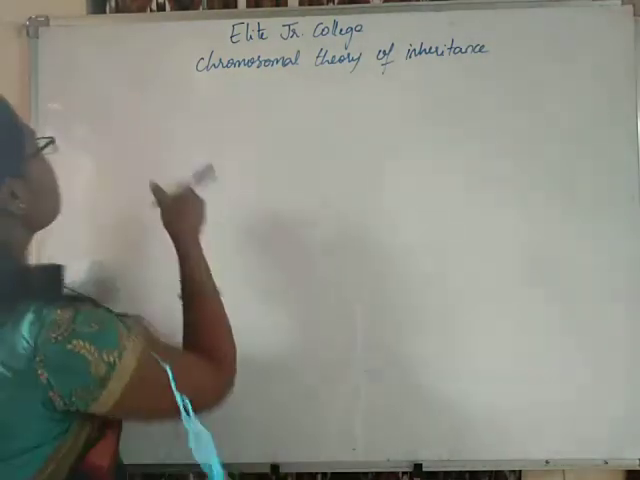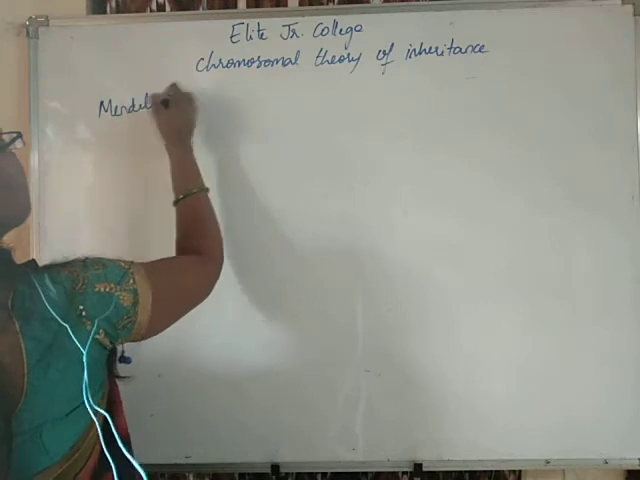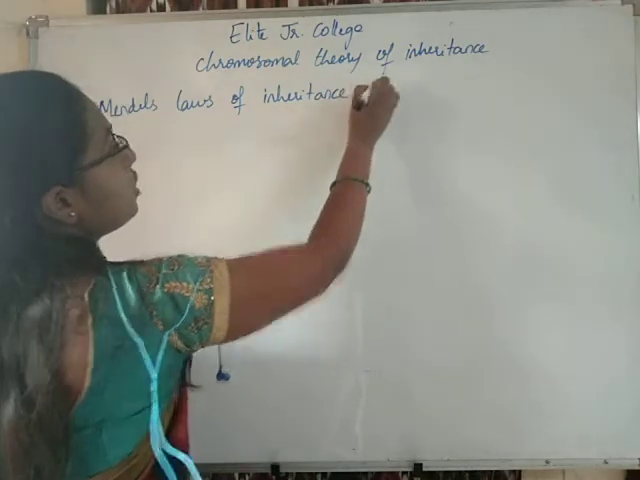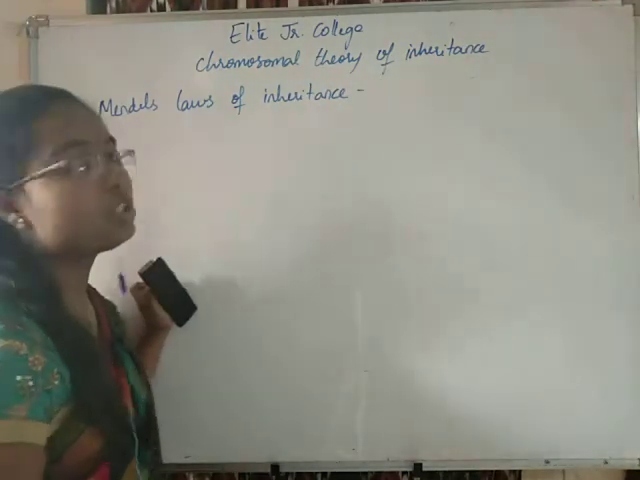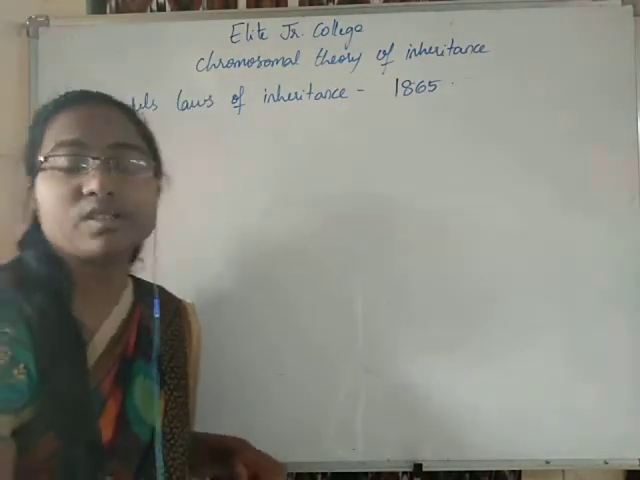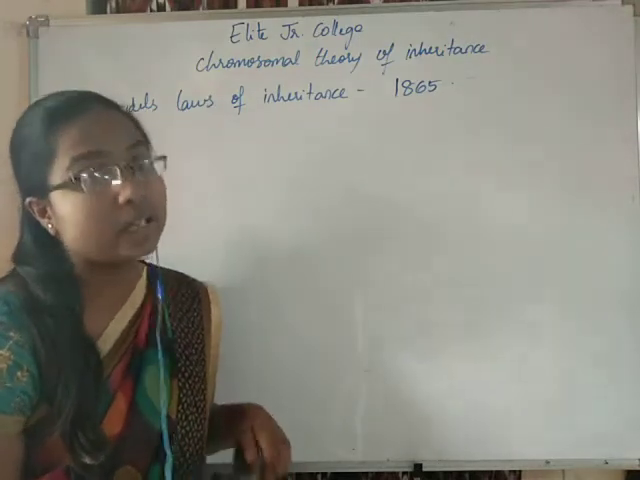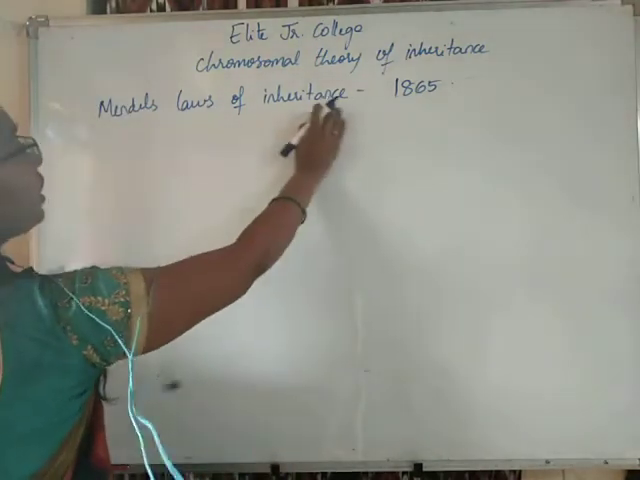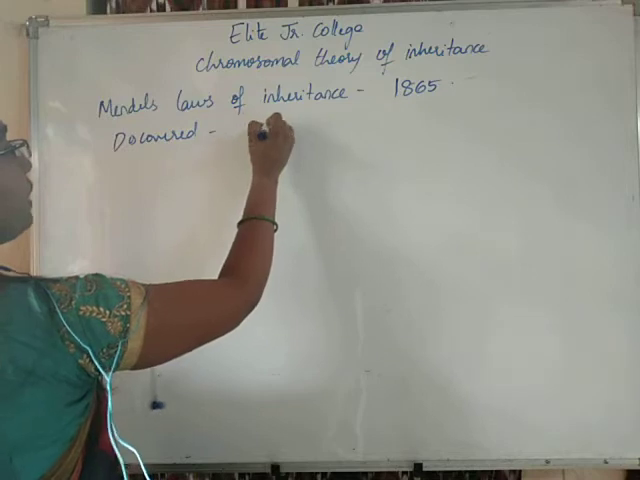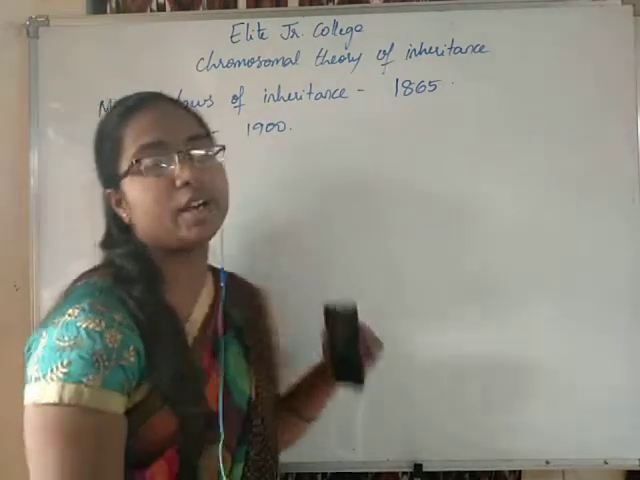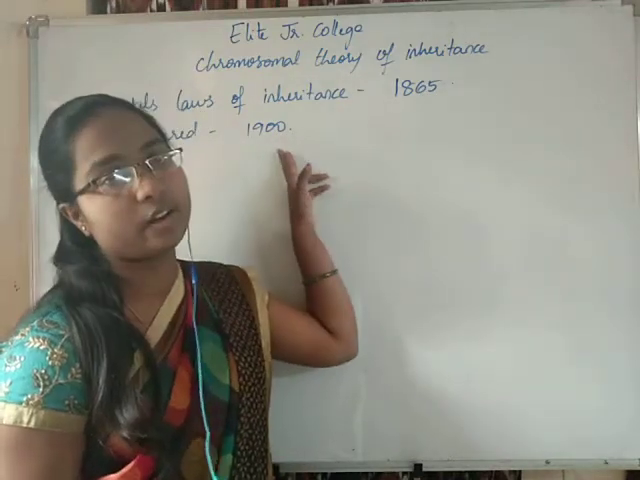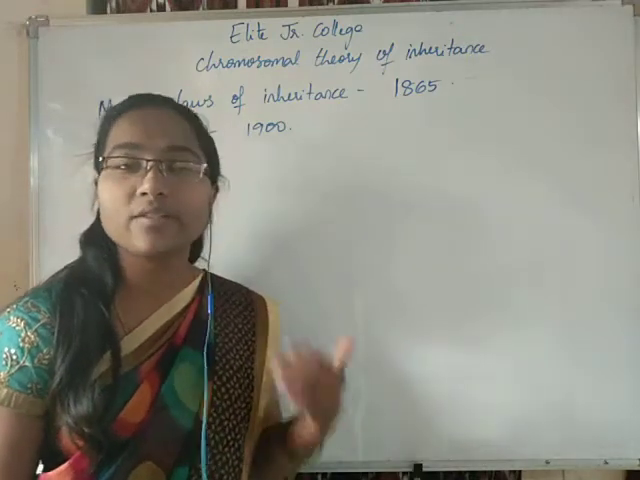Mendel's laws of inheritance were published in 1865 only, but they were not discovered until 1900. They were left unidentified. Until 1900, Mendel's works were left unidentified.